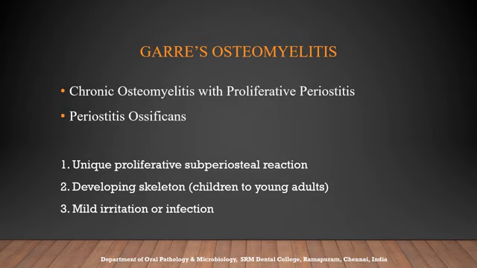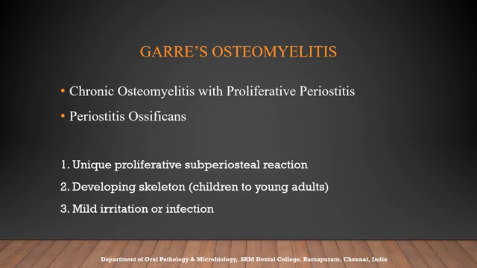So now we'll see about Garre's osteomyelitis. This is a distinctive type of chronic osteomyelitis wherein there is thickening of the periosteum. Hence, it is also called chronic osteomyelitis with proliferative periostitis or periostitis ossificans. Here there is more of peripheral reactive bone formation, and this usually results from a mild irritation or mild infection. Whereas in other types of osteomyelitis, as we saw in the previous slide, there is necrosis of bone due to impaired blood supply and there is bone destruction.